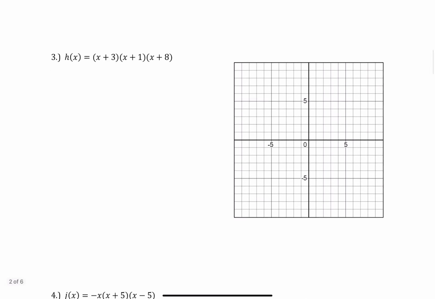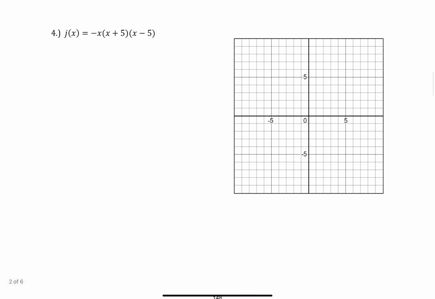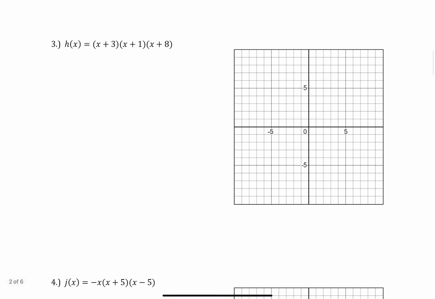Number 3, again, is going to be in factored form. Are these all in factored form? No, we get some fun ones down below. All right, so number 3, the degree here is the sum of the multiplicities, or if you FOILed this out, you would have a cubic term in front. The leading coefficient is a positive 1, so the fact that this is odd with a positive leading coefficient will tell us that our end behavior here is going to be down to the left and up to the right.